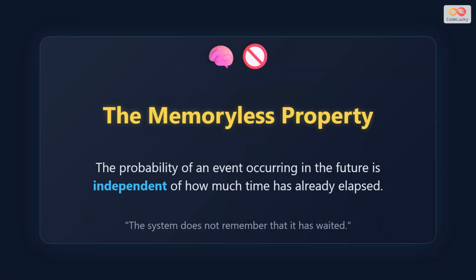Now for the most unique feature, the memoryless property. In simple terms, this means the system does not remember how long it has already been running. The probability of an event happening in the next minute is exactly the same, regardless of whether you've already waited 10 minutes or 10 hours.